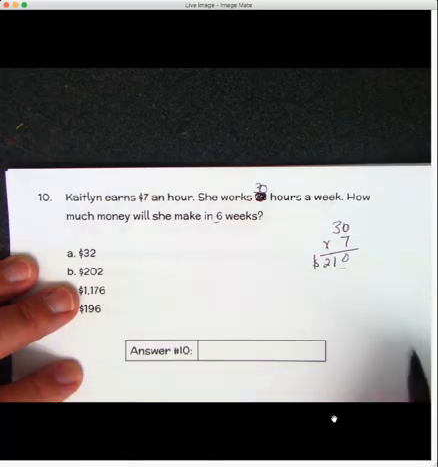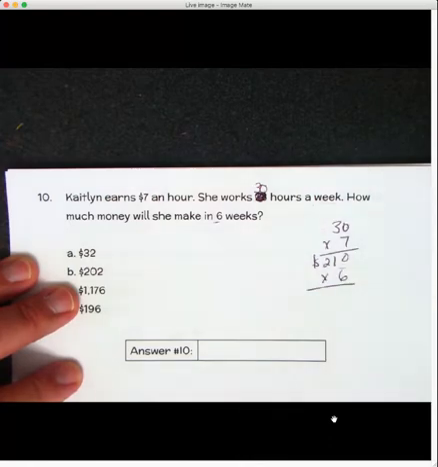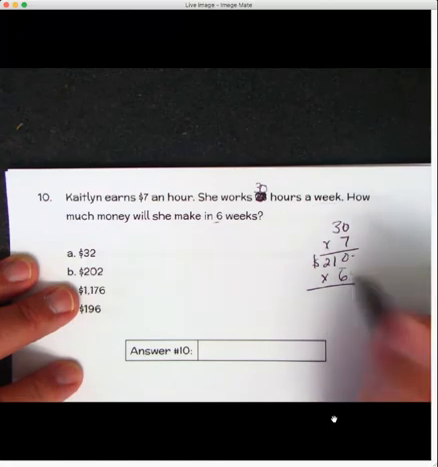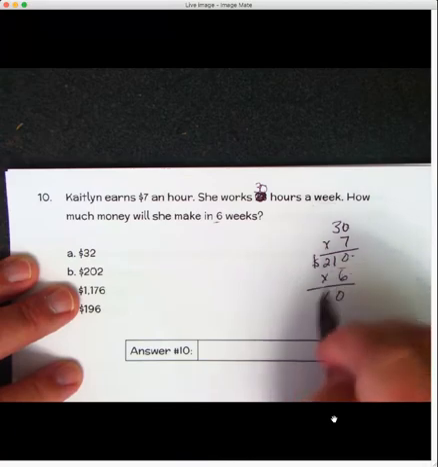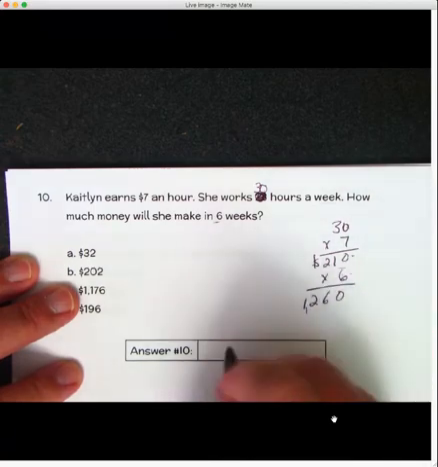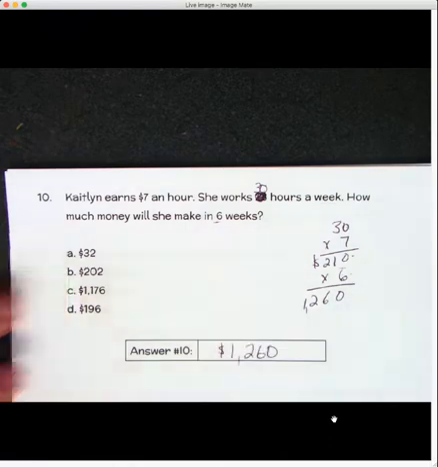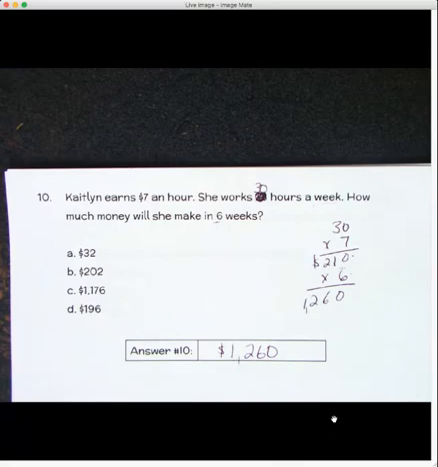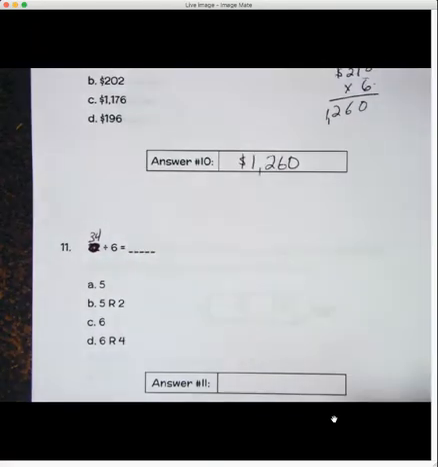In 6 weeks, how much would she make? That means we've got to multiply 210 times those 6 weeks. This is how much she makes in 1 week, and it wants to know how much she makes in 6 weeks. So 6 times 0 is 0. 6 times 1 is 6. And 6 times 2 is 12. So in 6 weeks, Brianna's rich, huh? She makes $1,260 in 6 weeks. Okay. Would you like that job? Pretty good pay, huh?